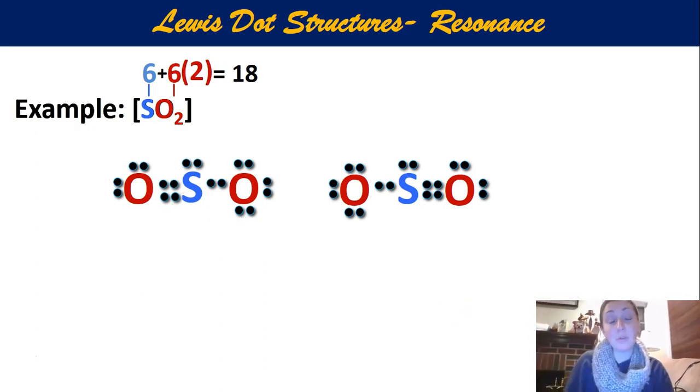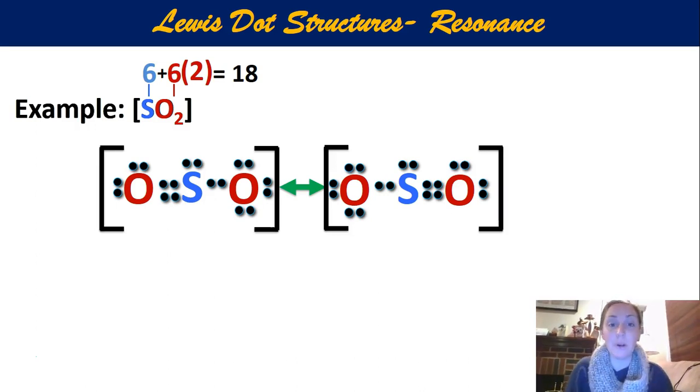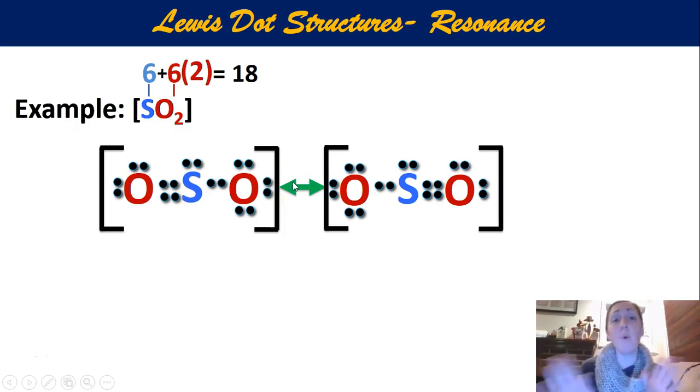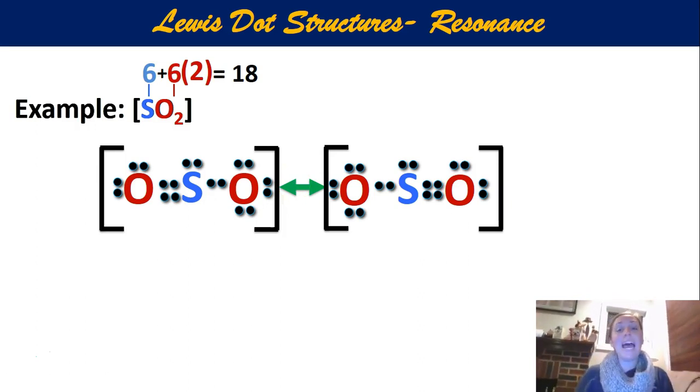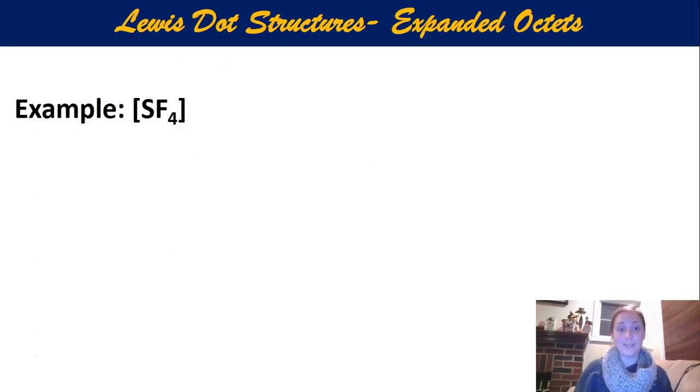Now that I have these both drawn, I want to put them in brackets and then draw an arrow back and forth. And notice this arrow has heads on either side, so it says it can be both of these. It goes back and forth between the 2, and that's what tells your reader both of these are possible structures. I've drawn the resonance.